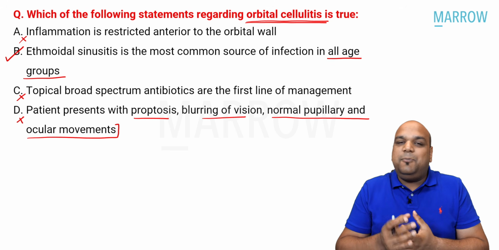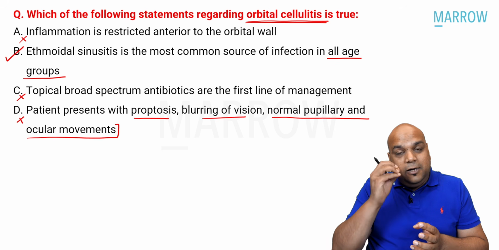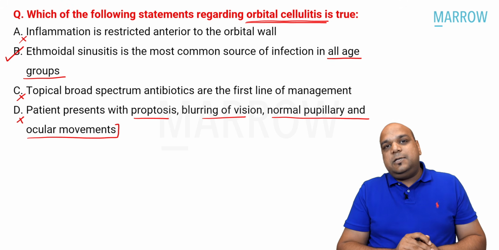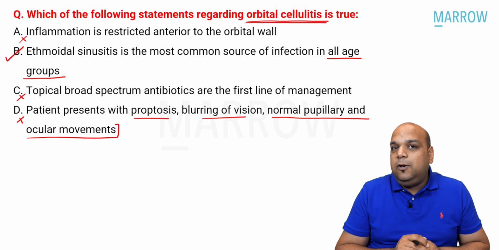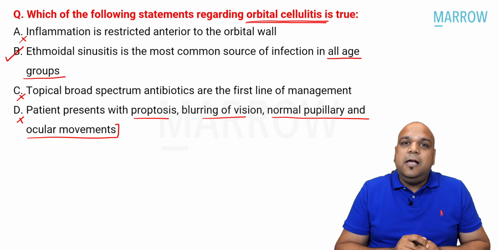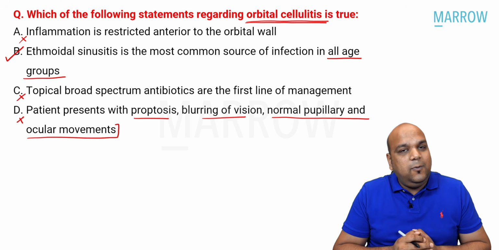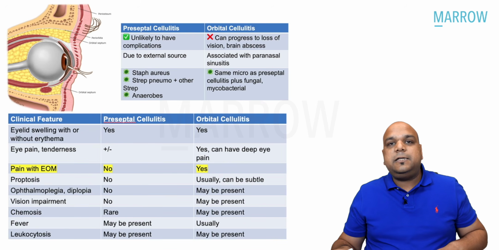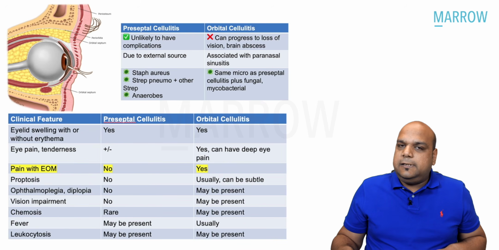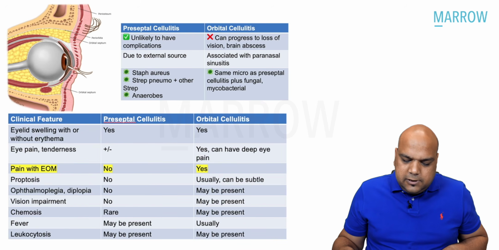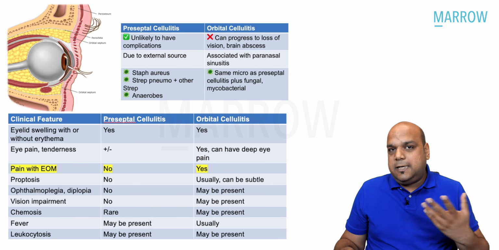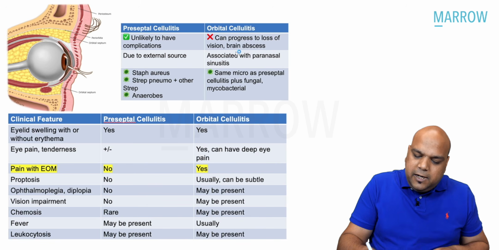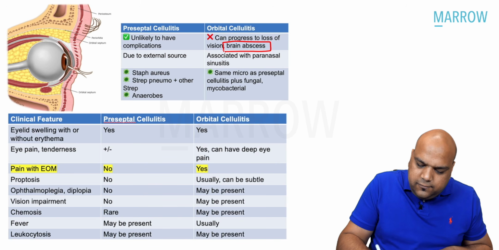There will be swelling in both cases. Yes, the inability to open the eye will be there. But if the eye is moving, we are sure it is preseptal. If the eye is not able to perform any ocular movement, then we know it is orbital cellulitis. It is a dangerous infection now. I hope we are clear about this. Yes, let us quickly differentiate between preseptal cellulitis and orbital cellulitis based on the table on the screen. Preseptal cellulitis is unlikely to have complications, as I just said, but we are afraid of orbital cellulitis because it can cause brain abscess and loss of vision.